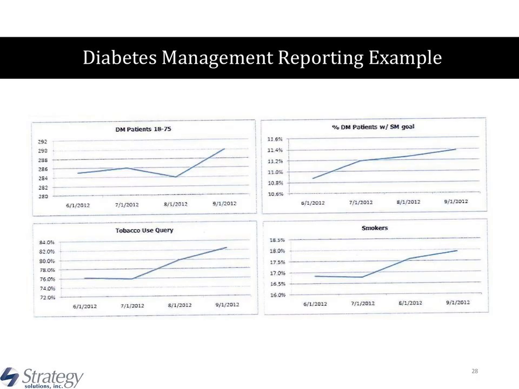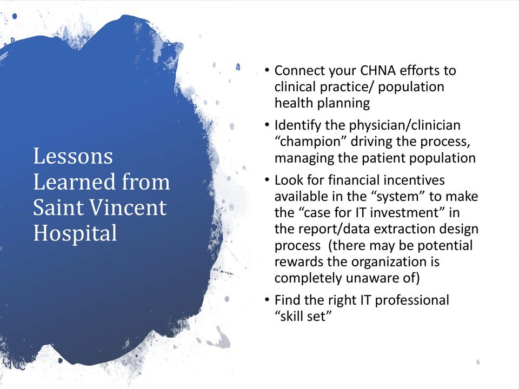Again, these are at the patient level. And their smoking use, whether they were smokers, these are at the population level of all of the patients in the diabetes program. And what they learned from doing that is that you want to connect your CHNA efforts to your clinical practice and population health planning. Because if you're just looking at whether your diabetes education programs are working, look at all of the patients that you're really supporting with diabetes and put some effort into reporting on them as a population.